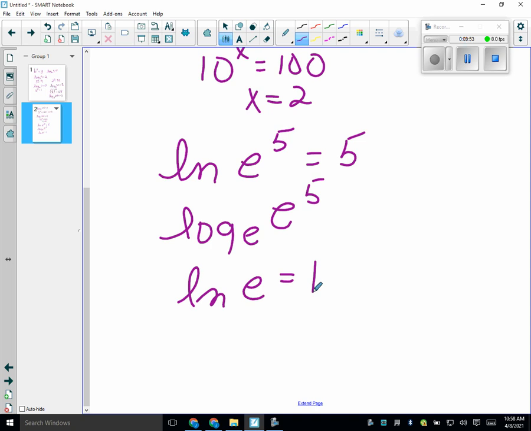Yes, Seth? Is it possible to do ln and then a number times e, like ln 2e? Sure. You can do that. Not today, but probably get there. That's an easy problem. Yes, real easy. In fact, we may get there tomorrow.